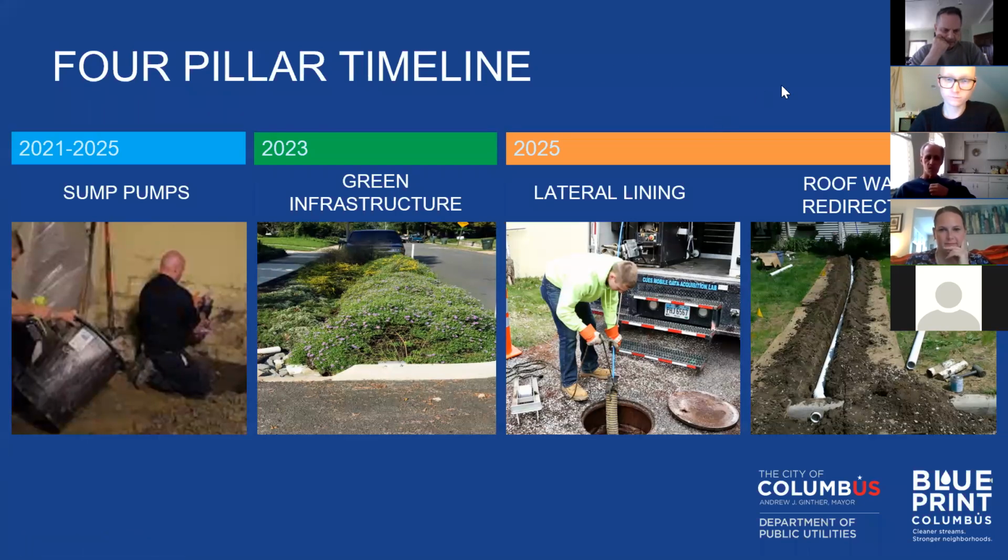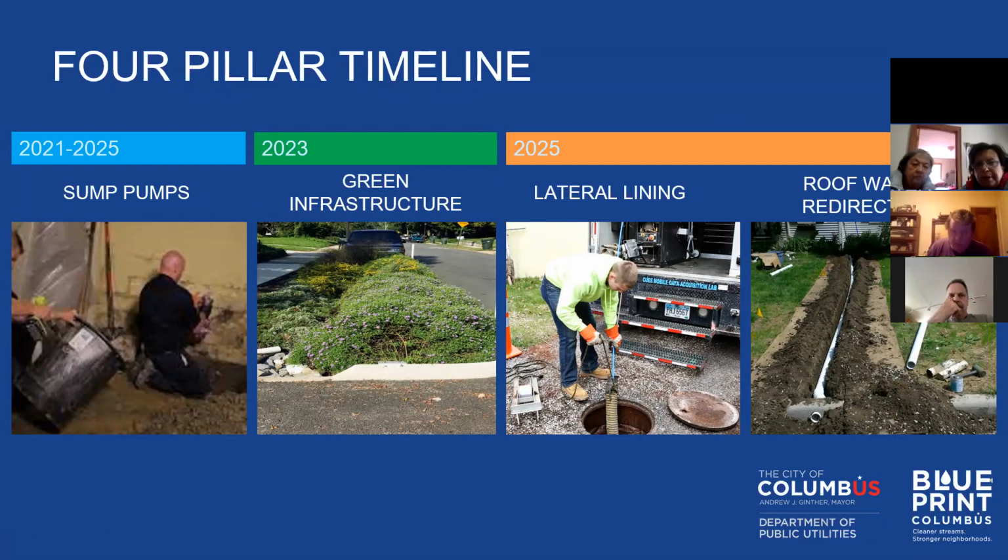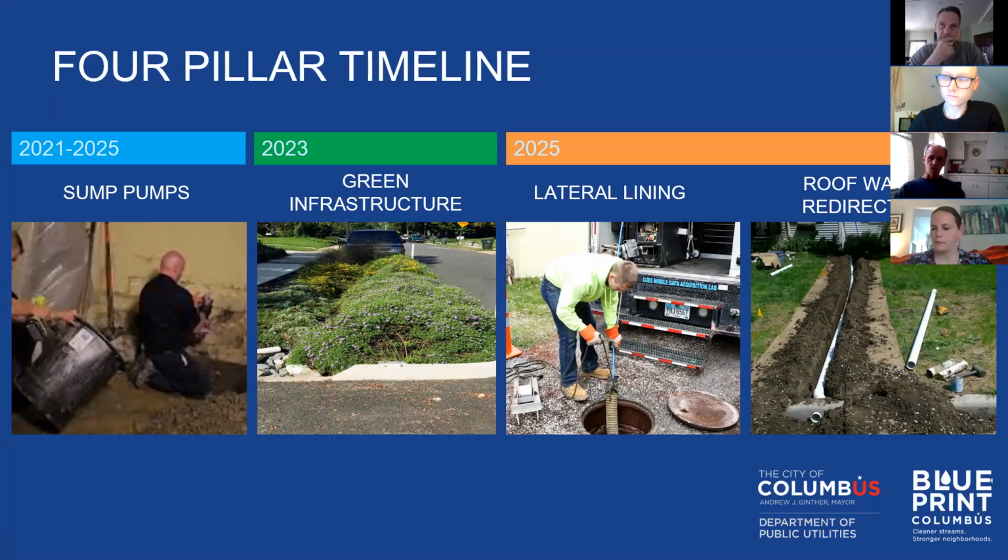we identified the 4 pillars previously, and we said that, well, the lateral lining and the roof redirection is the one that's getting the water out of the sanitary system. So you look at that timeline there and you say, well, why are we doing those ones last? Well, because we're taking the water out of the sanitary system and introducing it into the stormwater system, we want to have the green infrastructure in place before we do the lateral lining and roof redirection to give the water somewhere to go, so that we don't exacerbate any existing flooding locations or make things worse just in general.